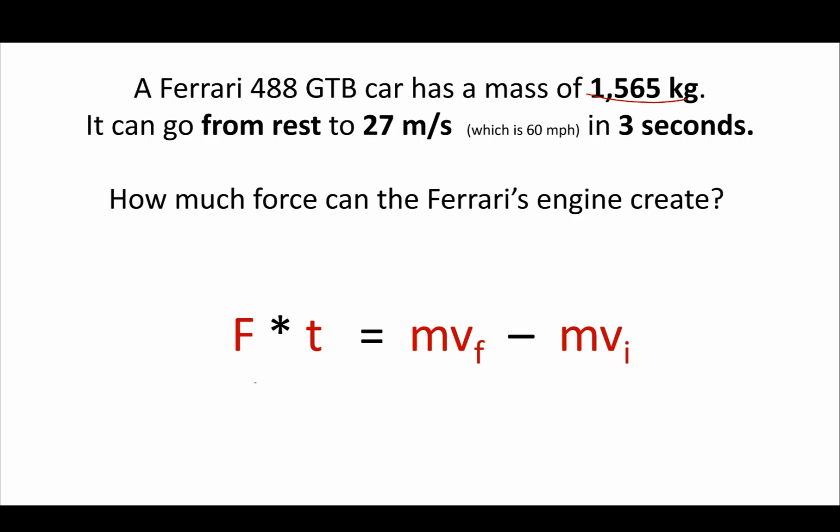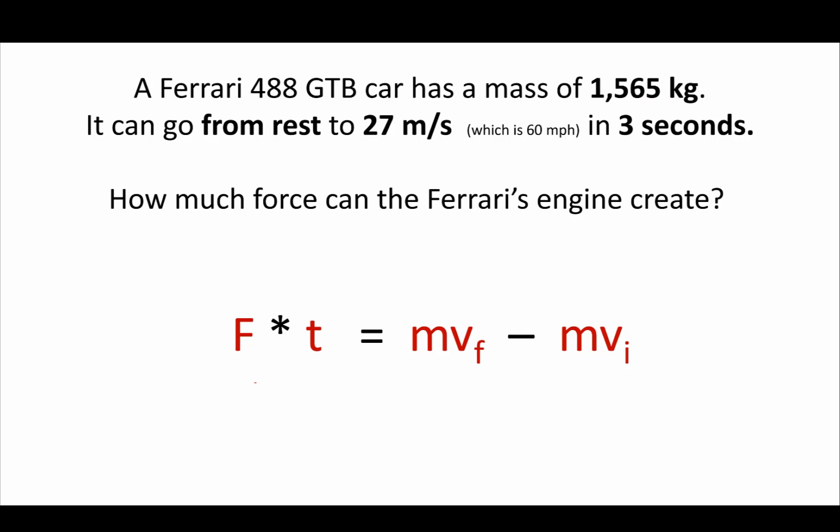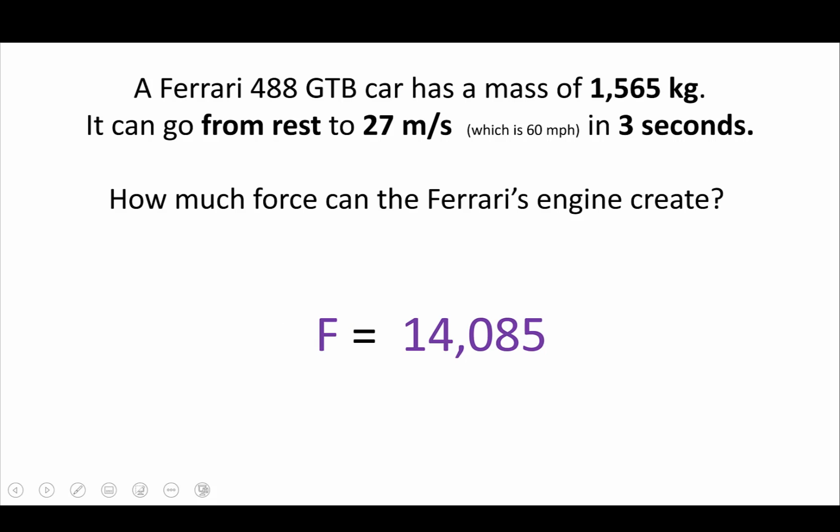It looks like we have the mass of the car, which goes there and there. We know how much time it takes. We know that the car goes from rest, so the initial velocity is 0, to 27 meters per second. So the final velocity is 27. So we can plug in those numbers. The only variable we have is the force, and that's what we want to find. So you just multiply those. That equals 0. It's going to go away. Then you divide by 3. And you get that the force is 14,085 newtons. So this is about how much force a car engine needs to speed it up really quickly.